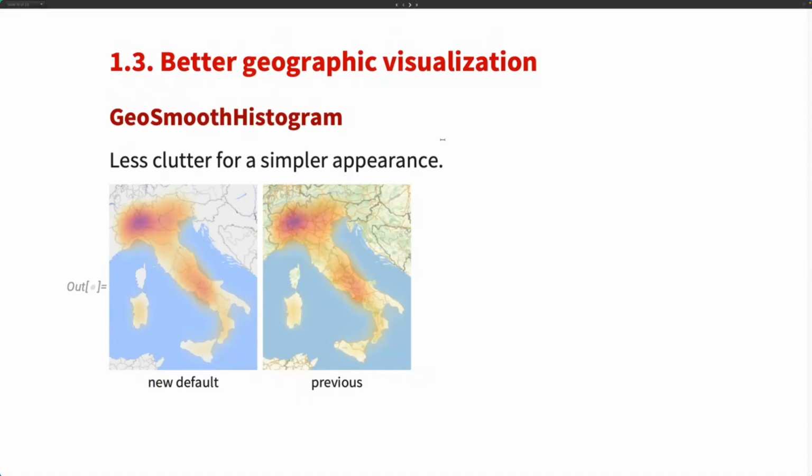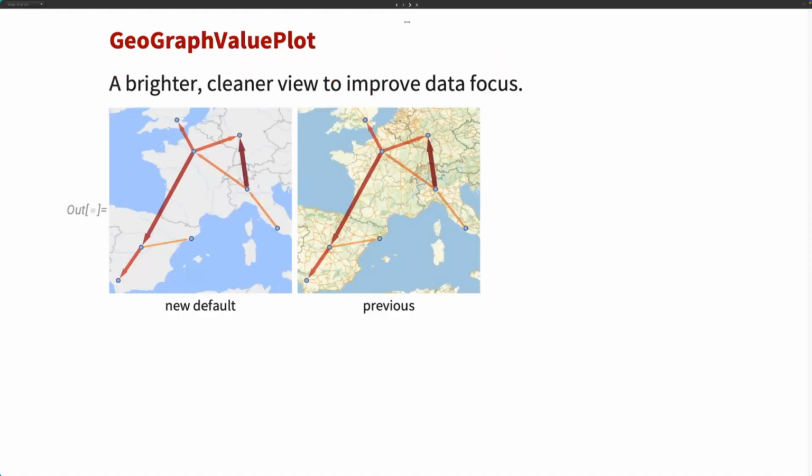One advantage of these is you get better geographic visualizations. This is showing the GeoSmoothHistogram. On the left, you have the new default. On the right, you have what appeared previously. There's less clutter. It just looks a little nicer. And this is GeoGraphics value plot. It's brighter, cleaner, and improves the focus on your data.